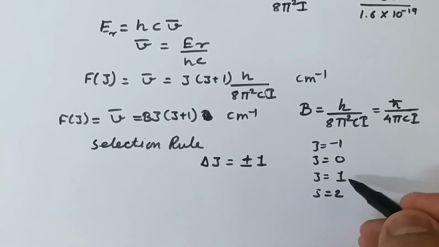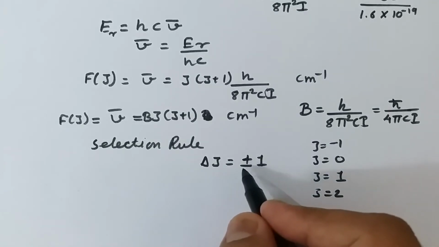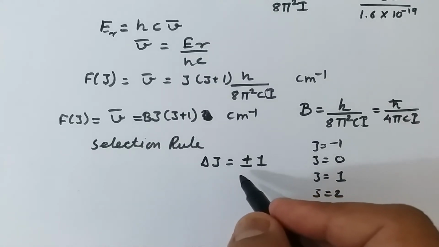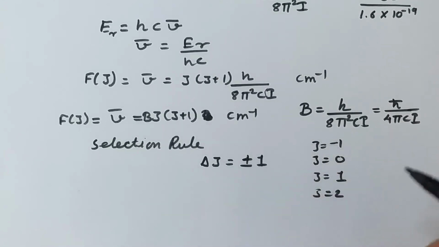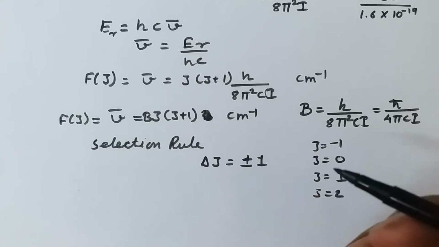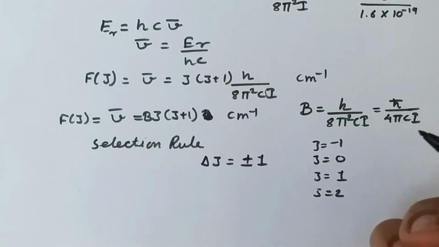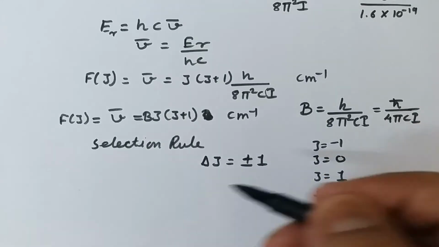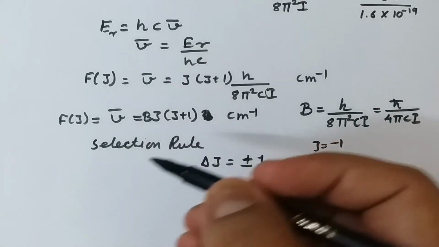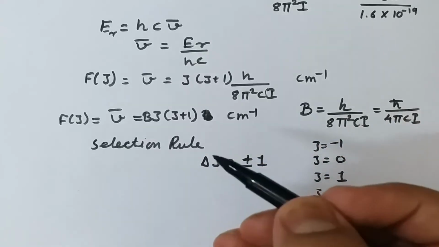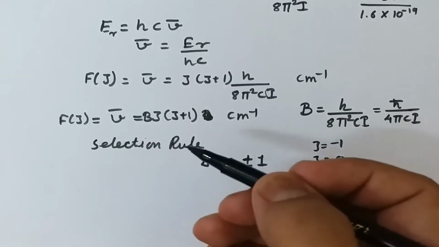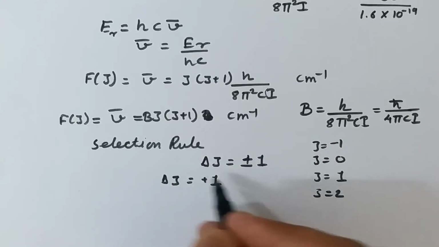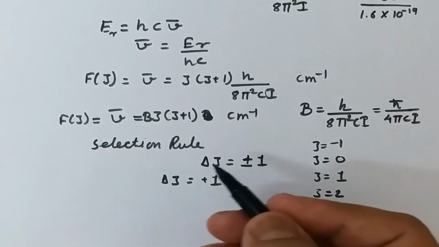Over here the plus sign refers to absorption, and the minus sign refers to emission. That means the plus sign means the molecules are transiting to the higher energy states by absorbing the radiation, and minus 1 means they are coming back to the lower energy state by emission of the radiation. And as the rotational spectra is observed as an absorption spectra only, we will be using the selection rule delta J is equal to plus 1 as our allowed transition.